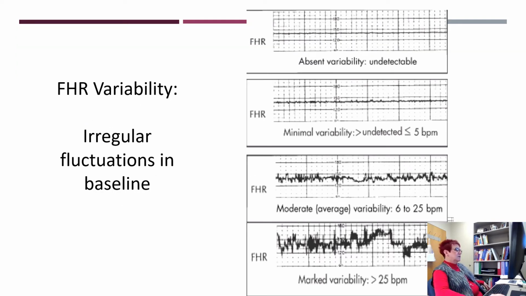So here's just some examples. Again, I don't necessarily expect you to remember these verbatim. As you can see at the top, there's absent variability. There's something there, but it's so quiet. I can't really tell what the heart rate is. And then you've got your minimal, then you've got your moderate, which is average, which is what we'd like to see. We have variability from 6 to 25 beats per minute. And then marked, that's a little bit much. We would rather not see that.